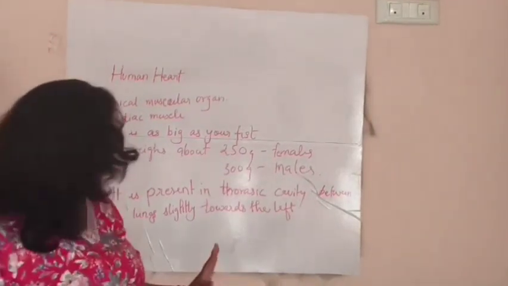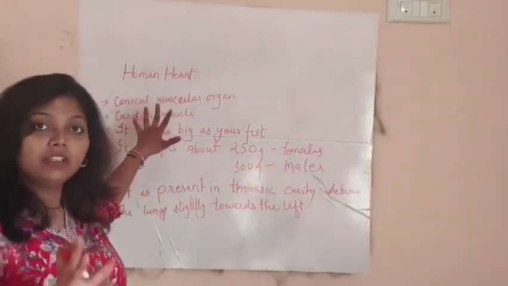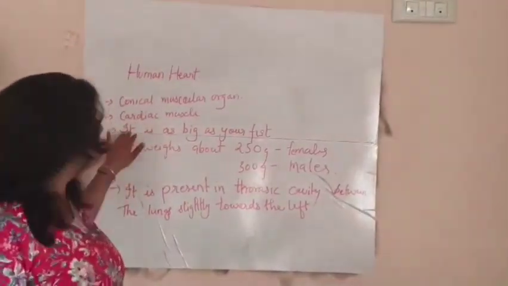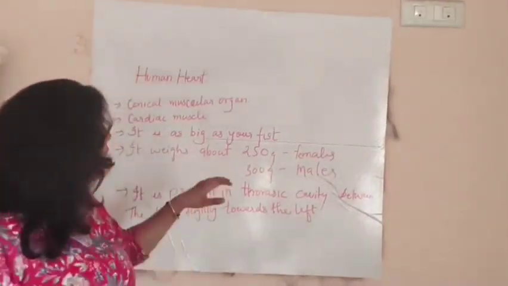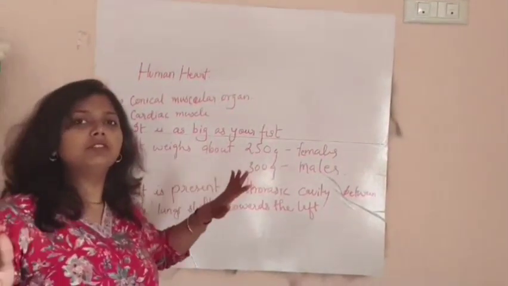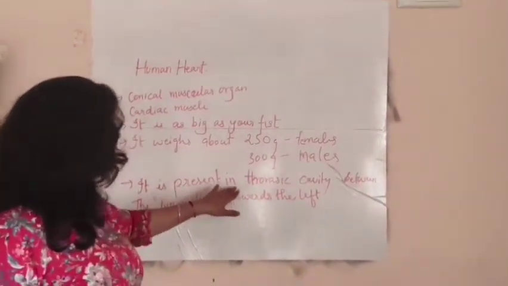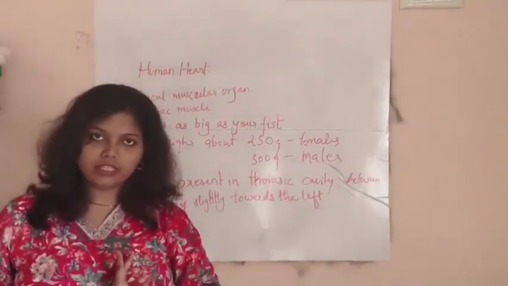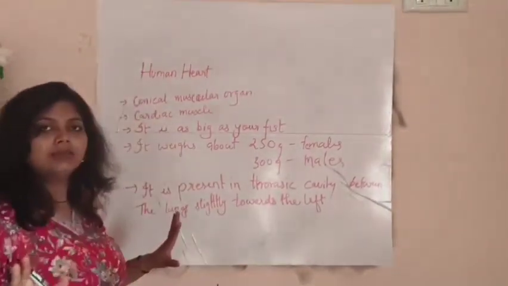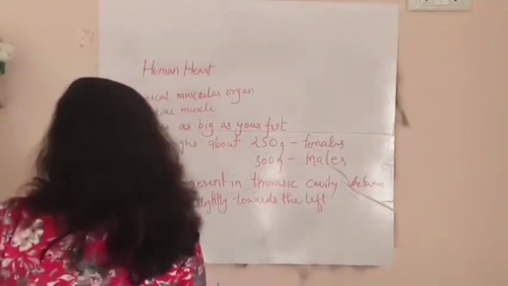So what do we know by now? That it is a conical muscular organ. The muscles are cardiac muscles. It is as big as your fist and it weighs about 250 to 300 grams depending on males and females. Now it is present in the thoracic cavity, slightly towards the left. This is something that we all know, I guess. Okay, now moving forward.